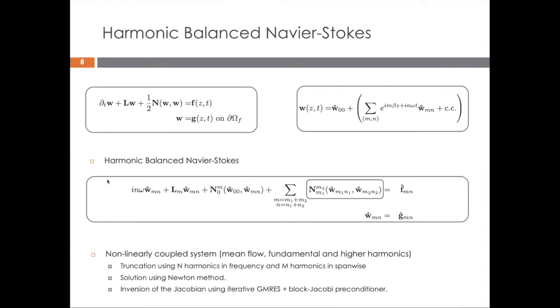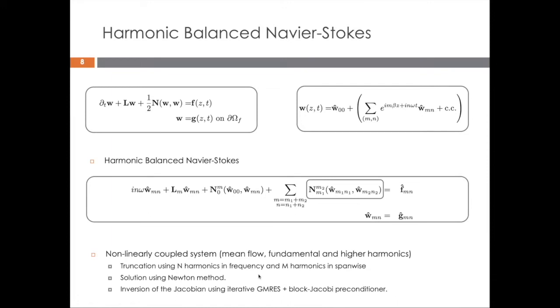So we have formalized that also numerically. We have built a nice method and a nice package that solves in FreeFEM the harmonic balance Navier-Stokes equations for an arbitrary number of harmonics, both in the spanwise direction and in frequency. So we truncated using N harmonics in frequency and M harmonics in spanwise. The solution of that system, you can imagine, is a bit tricky.